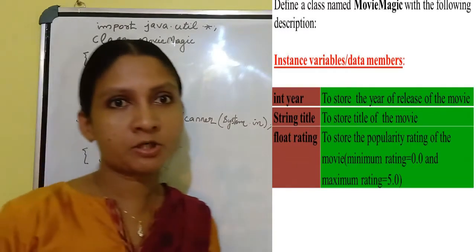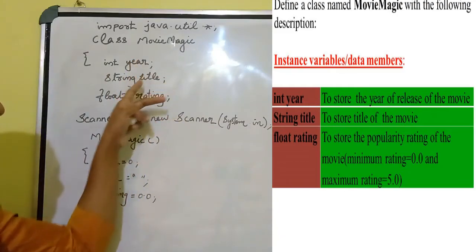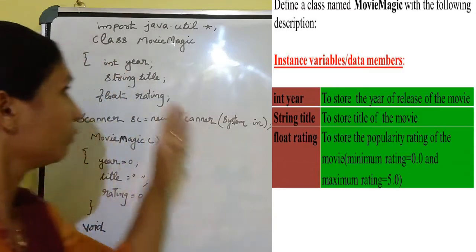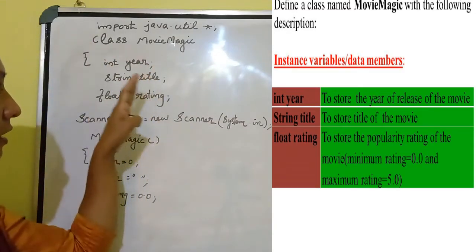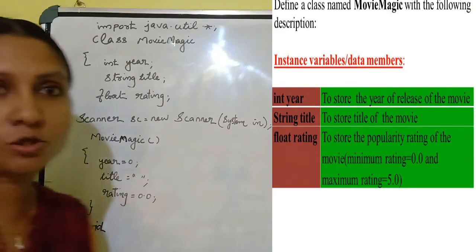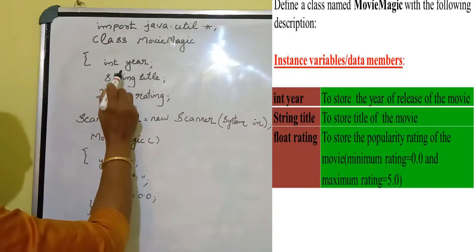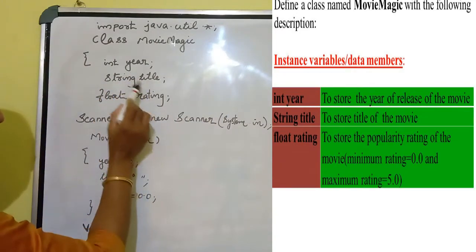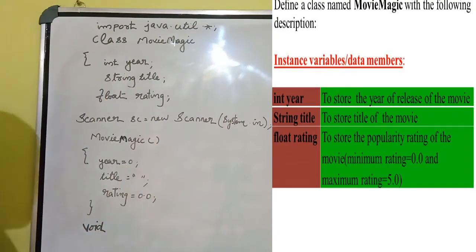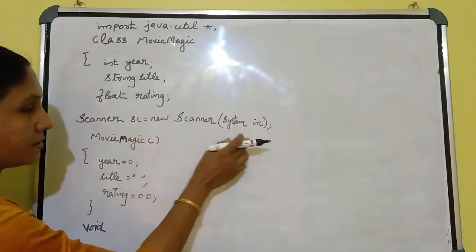In the first part they mentioned the instance variables. Here three instance variables are there: year, title and rating. You have to write the same using the same data type also. The first part you have to write not in the function or the constructor, but in the public place. You declare the data types of those instance variables, using the same names: int year, String title, float rating, like that way. After that we have to create a Scanner class object. Scanner sc is equal to new Scanner(System.in).